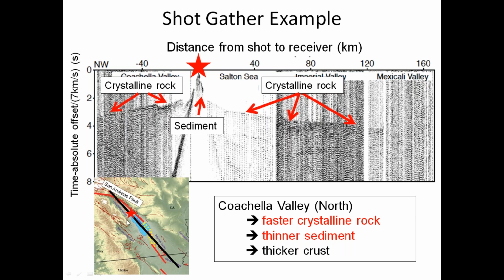This is the shot gather for a shot point at the northern shore of the Salton Sea, shown by the red star in the map. As you can see, we have very slow sediment, but the transition into crystalline rock is very sharp. And the crystalline rock velocity is almost constant to the left, which is to the northwest. This suggests there is a faster crystalline rock in the Coachella Valley, and the sediment is thinner compared to the central Salton Trough.